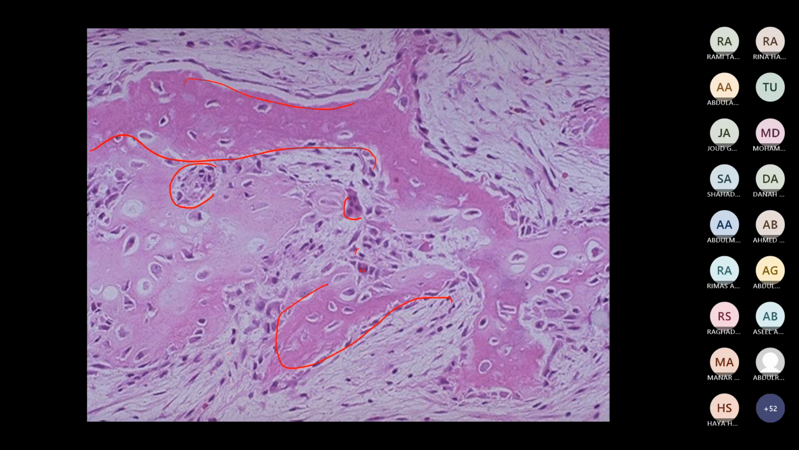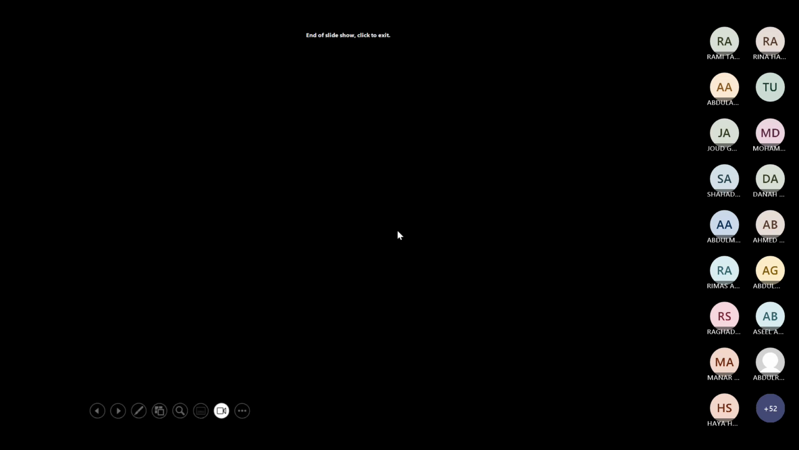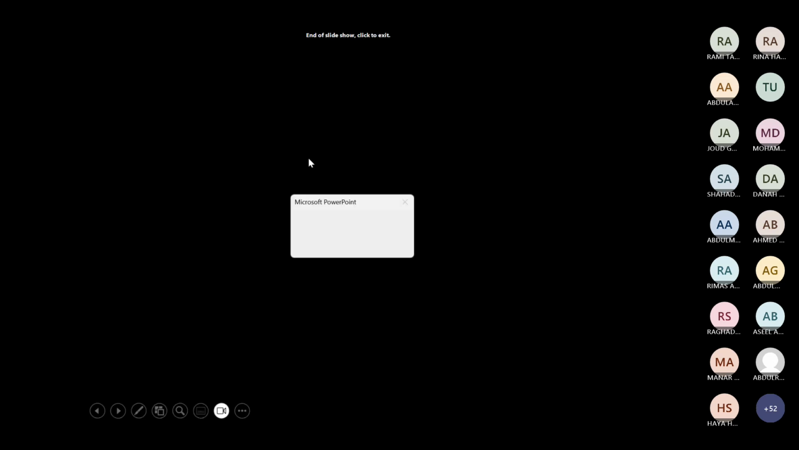Now, the small cells are the osteocytes, which are formed from the osteoblasts, and the osteoclasts are little larger, giant looking cells, which are very important, seen lining the inner trabeculae, and there is an osteoclast near the center. Now, this is actually the thing I hope that you people understand, and inshallah, things will become more clear.